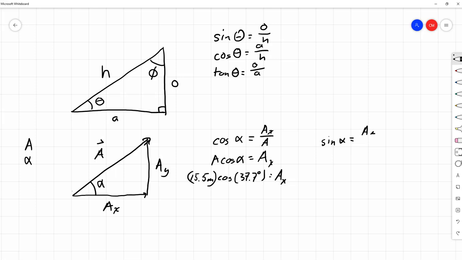All right. So we do the same thing with AY, and it turns out the sine function for alpha gives us AY to A. That means that the expression becomes A times the sine of alpha gives us AY.